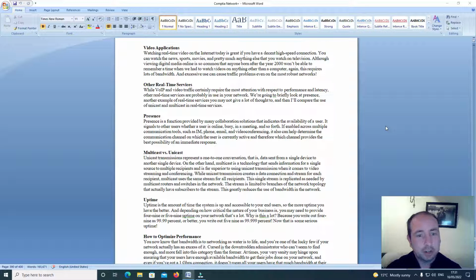Other real-time services. While VoIP and video traffic certainly require the most attention with respect to performance and latency, other real-time services are probably in use in your network. We're going to briefly look at presence, another example of real-time services you may not give a lot of thought to, and then I'll compare the use of unicast and multicast in real-time services.